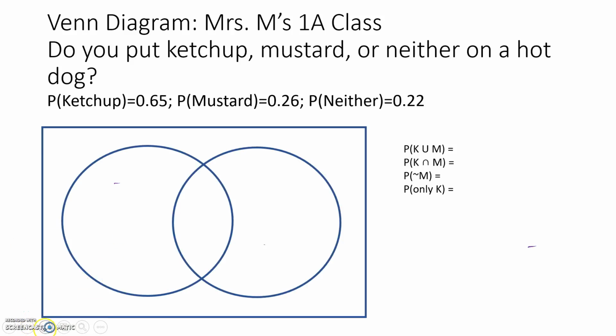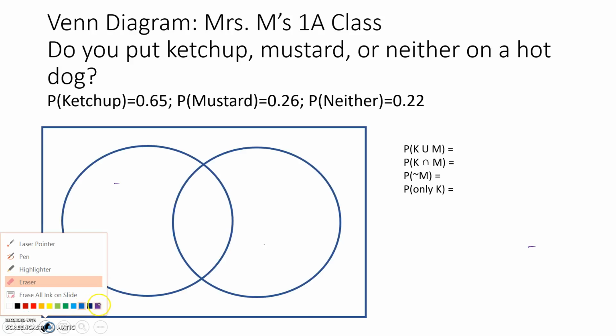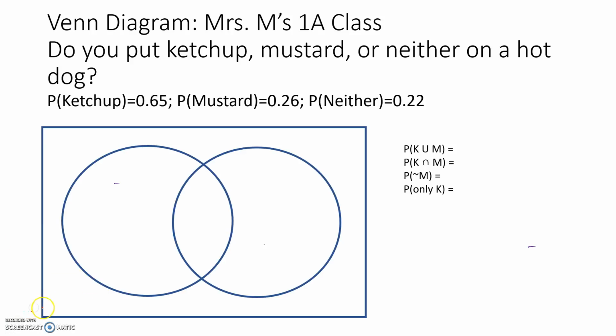Alright, so we're talking in this video about probability in Venn diagrams. What we have here is a poll that I took in class earlier this semester with whether people put ketchup, mustard, or neither on a hot dog. And so here we have our probability if they like ketchup was 65%, mustard 26%, and neither 22%. Now if you add that up, that adds up to more than 100%, which is not possible. And that's because some of these people that like ketchup and mustard actually like both on their hot dogs.